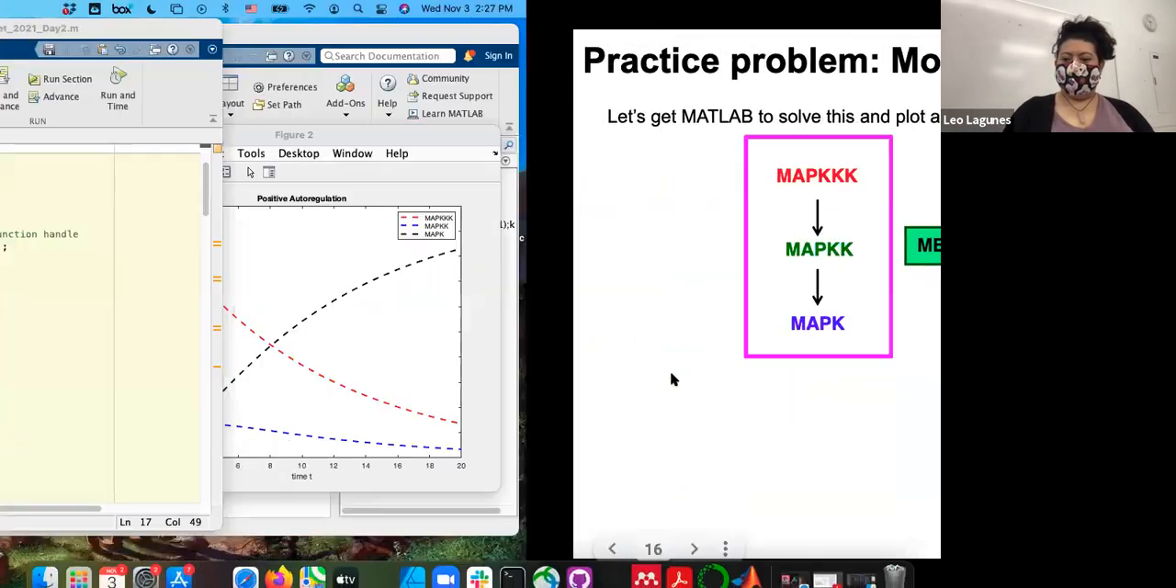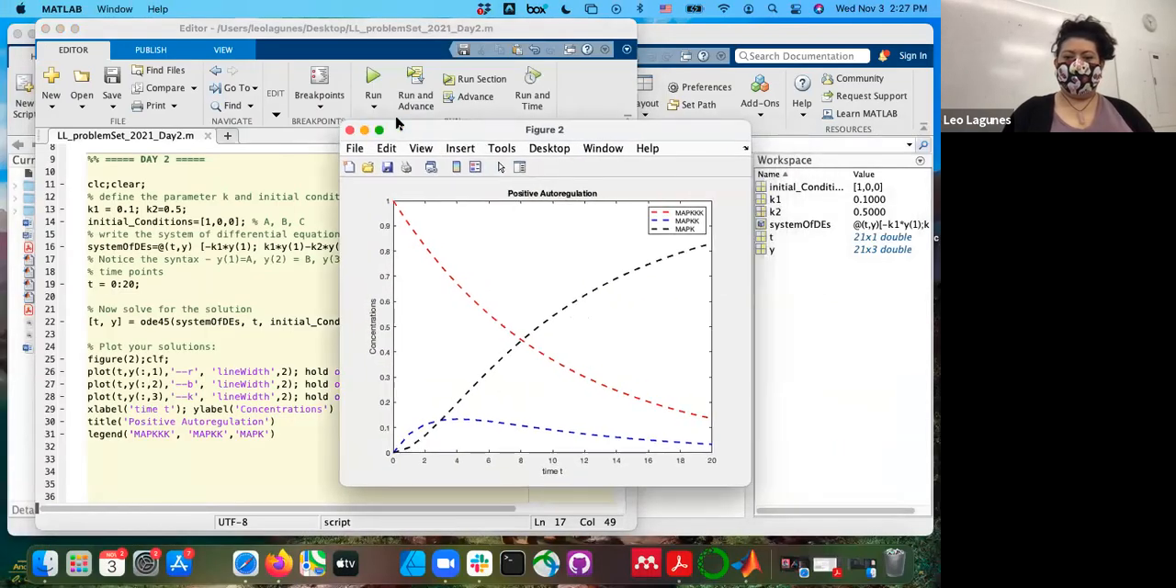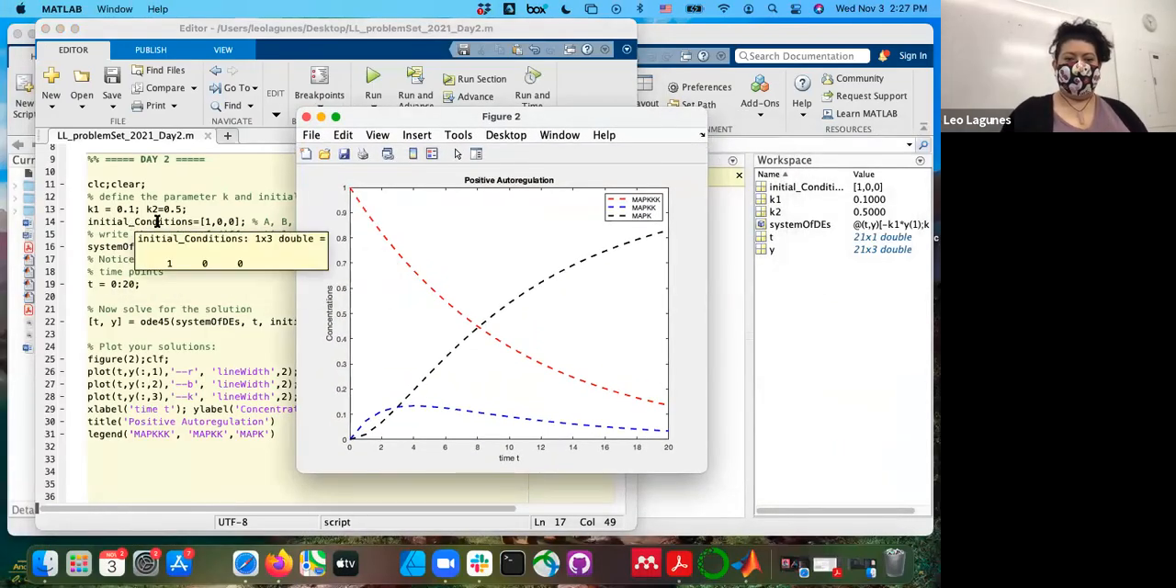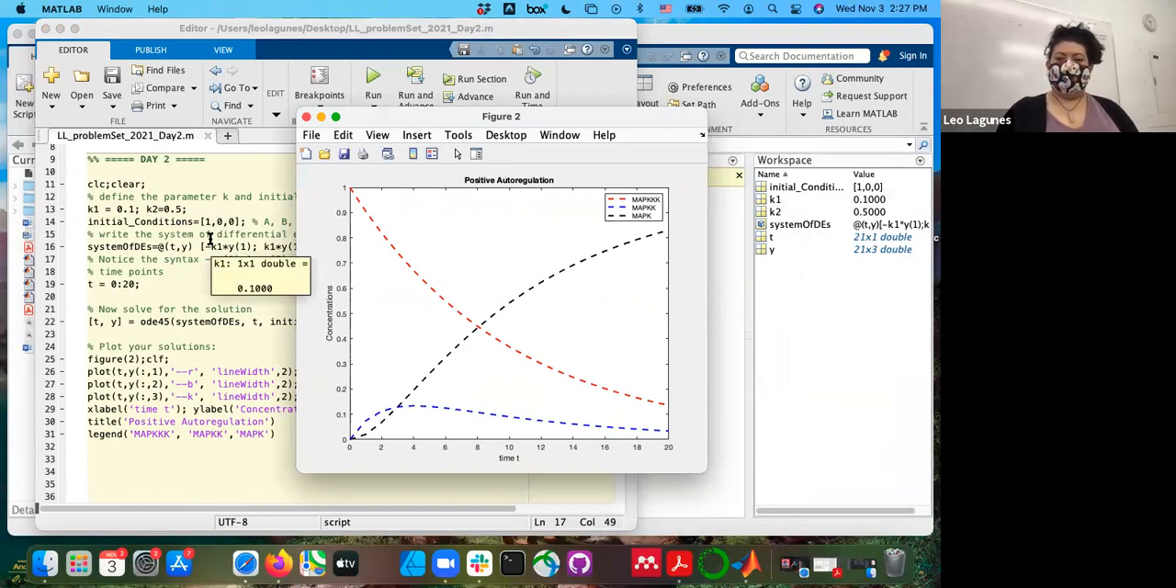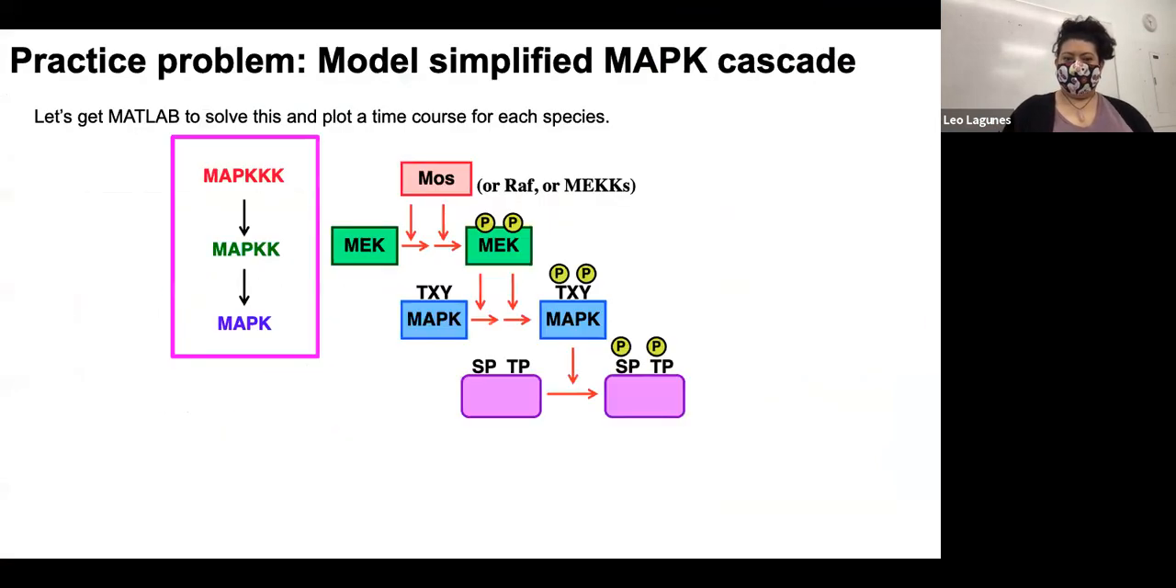Hopefully everybody got a similar looking plot if you used the same parameters as I did, which were 0.1 and 0.5 with initial conditions only for MAP kinase. But if you change your parameters around, you can see other interesting behaviors. All right, so then we took a break.